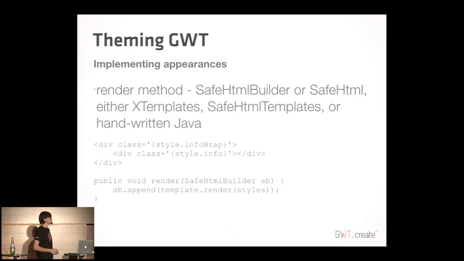And then the render method gets pretty simple. We've got a field somewhere called template, we've got a field somewhere called styles, and when render gets called, we say safe HTML builder.append, and then render the template with the styles. It will automatically generate the HTML it needs there, and pass it up to the parent and say, here's my rendered content. Okay, so far so good.